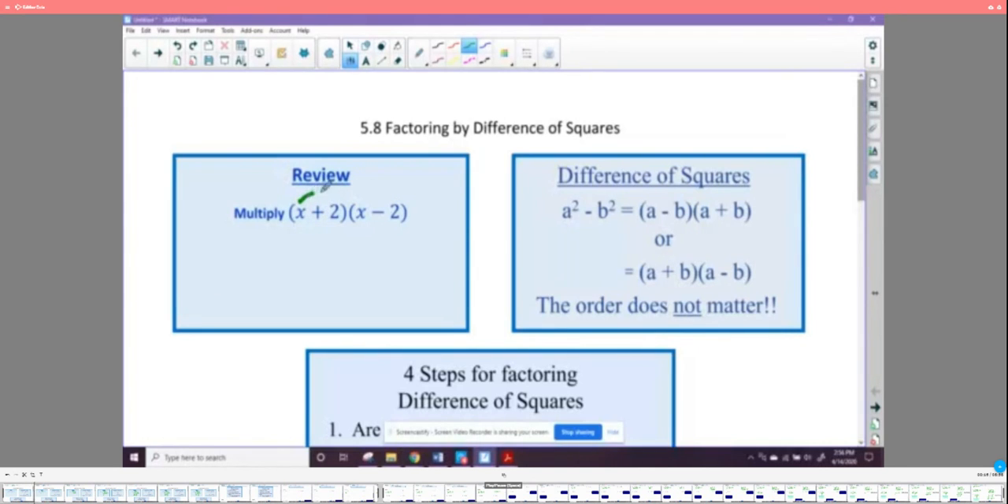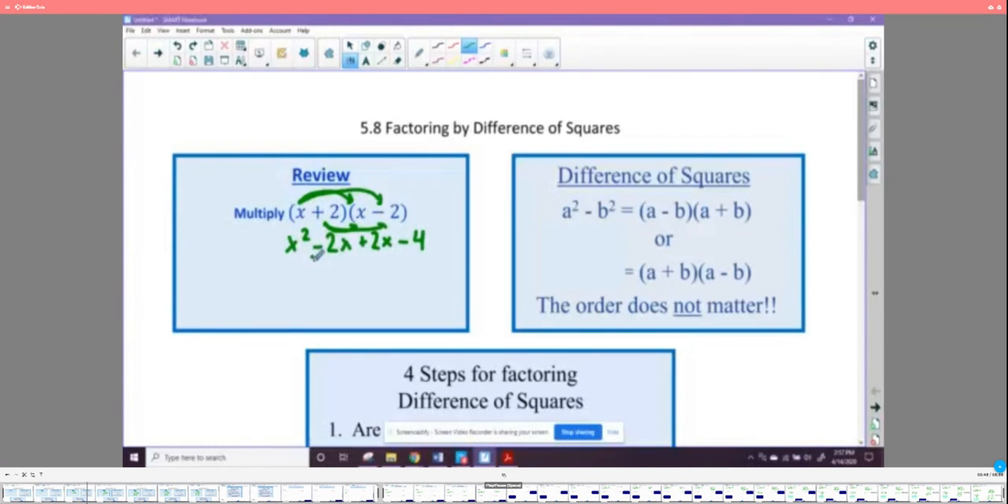We learned FOIL or box method, but I'm going to just do FOIL. So x times x gives us x squared. X times -2 is -2x. 2 times x is positive 2x, and 2 times -2 is -4.